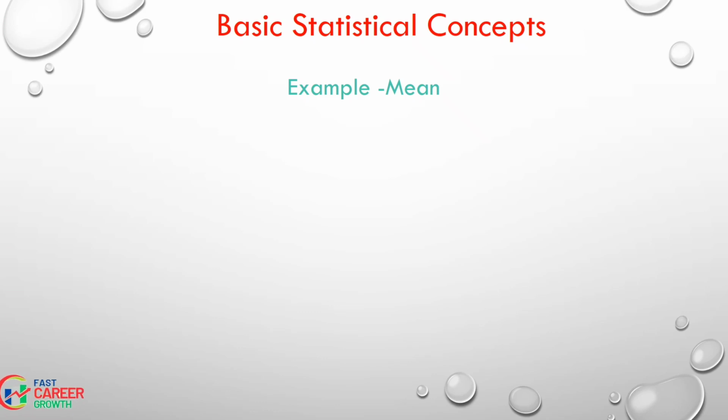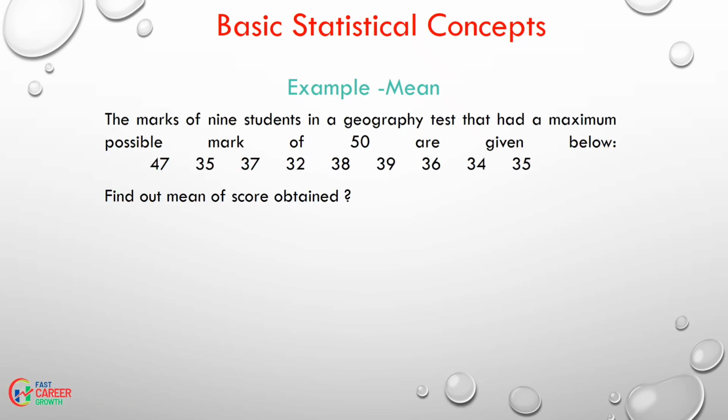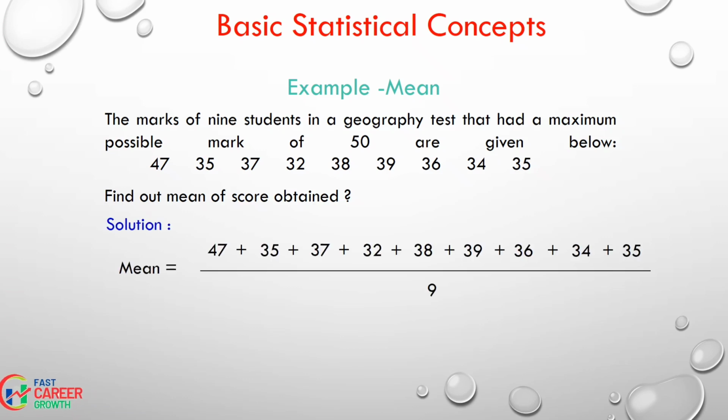Next, let's see an example for mean calculation. The marks of 9 students in a geography test that had a maximum possible mark of 50 are given below: 47, 35, 37, 32, 38, 39, 36, 34, 35. Find out the mean of the score obtained. So mean is equal to the sum of all numbers. Total numbers are 9. So the sum of the numbers is 333, which should be divided by 9. So mean is equal to 37.